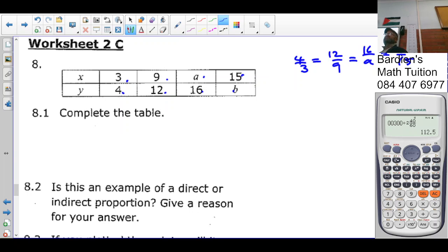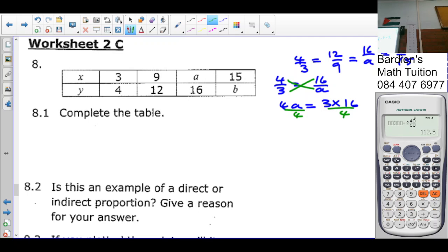We must calculate this, but I'm just writing it out. So what I do is I take 4 over 3, which must be equal to 16 over A. So what do we do? Cross multiply. 4 times A is 4A, 3 times 16. How do I get A on its own? Divide by 4 both sides. So A is equal to 12. Yeah, 12 is good.